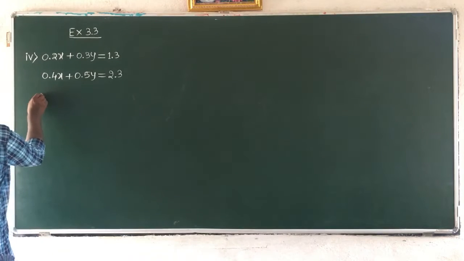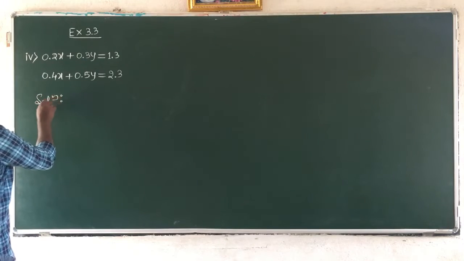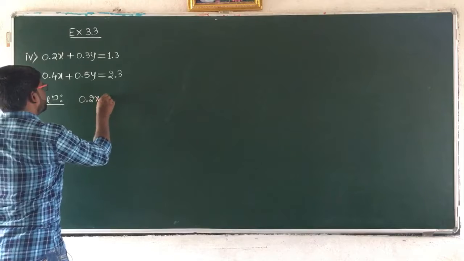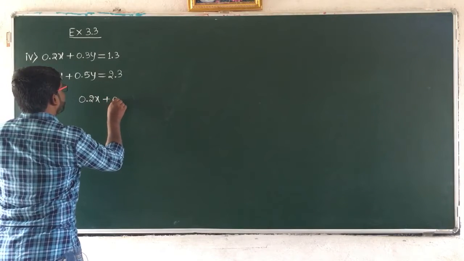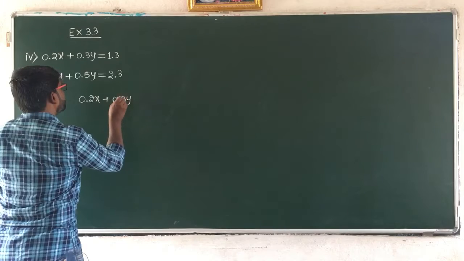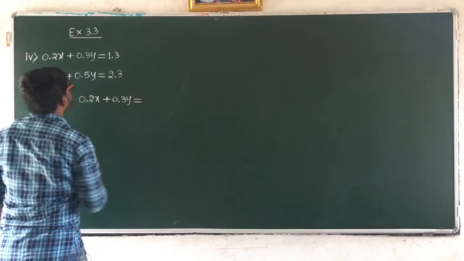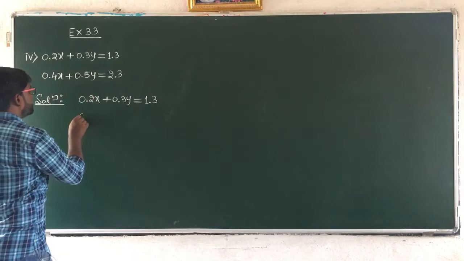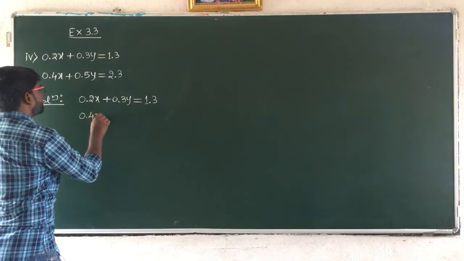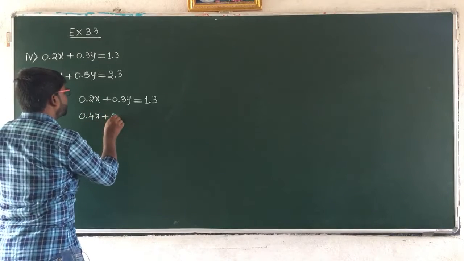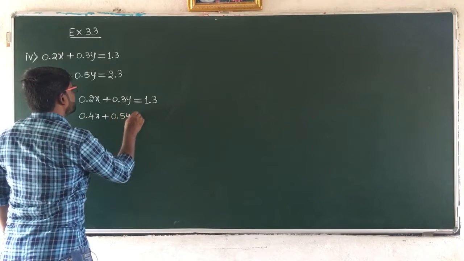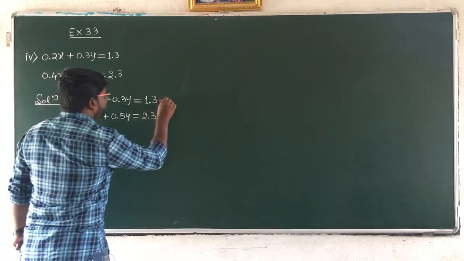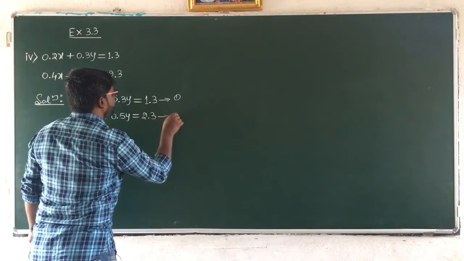So, see here. Write the given two equations as they are: 0.2x plus 0.3y equals 1.3, then 0.4x plus 0.5y equals 2.3. Call this equation number 1 and this equation number 2.